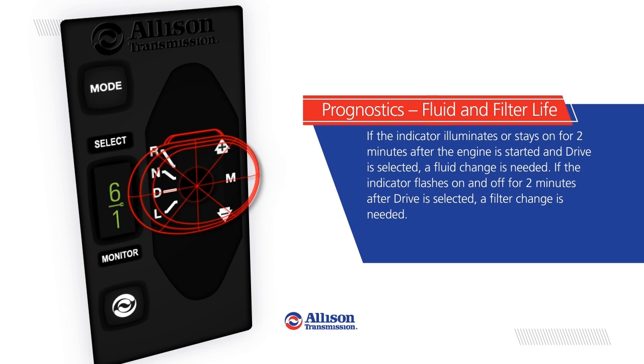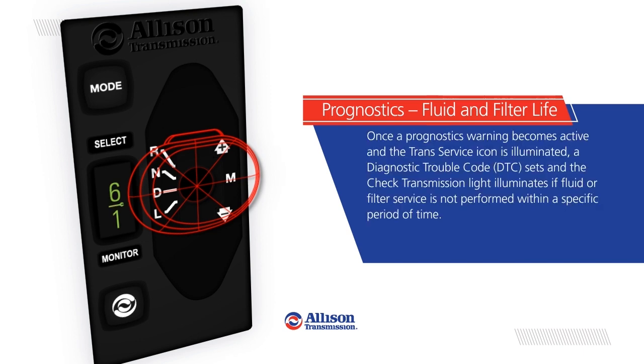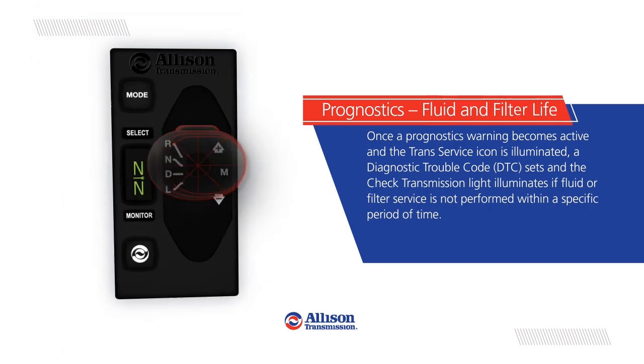If the indicator flashes on and off for 2 minutes after drive is selected, a filter change is needed. Once a prognostics warning becomes active and the trans service icon is illuminated, a diagnostic trouble code, a DTC, sets and the check transmission light illuminates if fluid or filter service is not performed within a specific period of time.